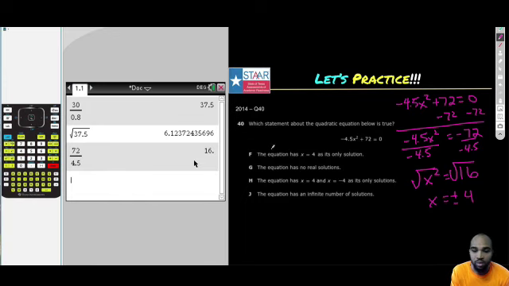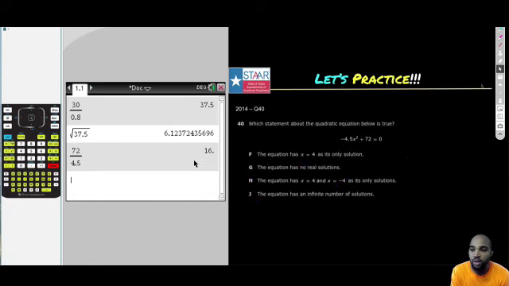So now here's the question. The equation has x equals 4 as its only solution. Nope, that's not the only solution. The equation has no real solutions. No, it has some solutions. The equation has x equals 4 and x equals -4 as its only solutions. Yep. The equation has infinite solutions. Nope. So H is our only reasonable choice there.